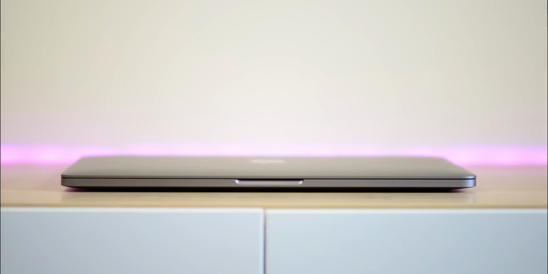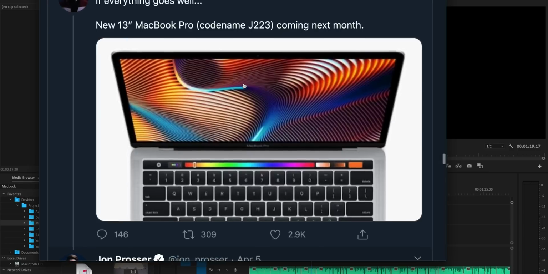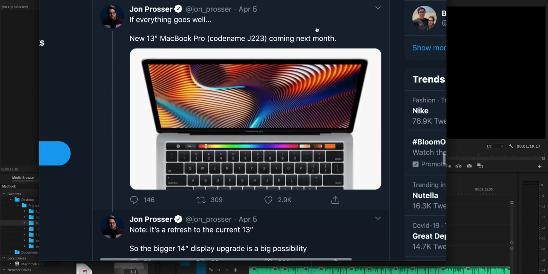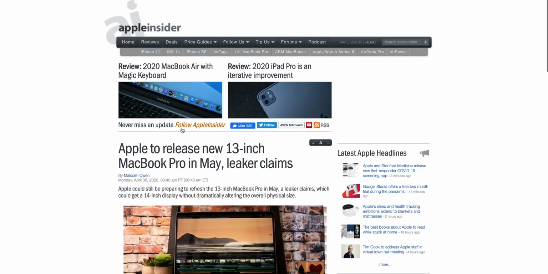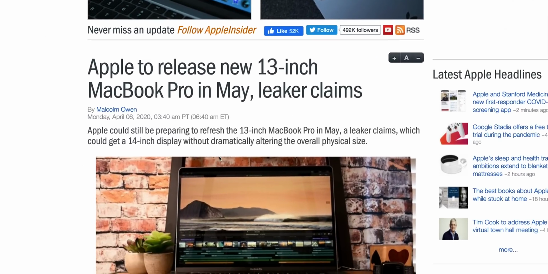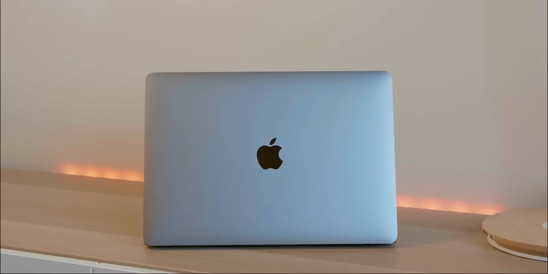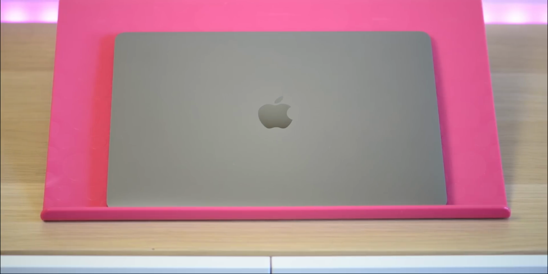What is it? According to someone who seems to have a finger on the pulse at the moment on Twitter, John Prosser, I butchered the name. But anyway, you should follow him if you like Apple stuff because he seems to be coming out with a lot of leaks at the moment. Now, apparently the MacBook Pro 13 is coming out next month. So that's May. The model name is J223.